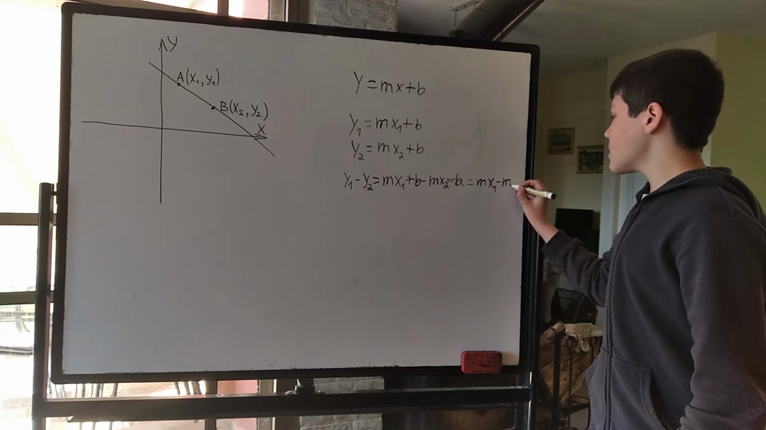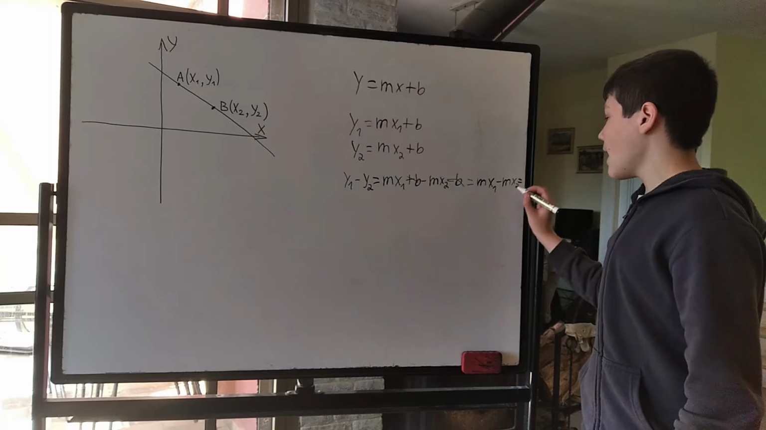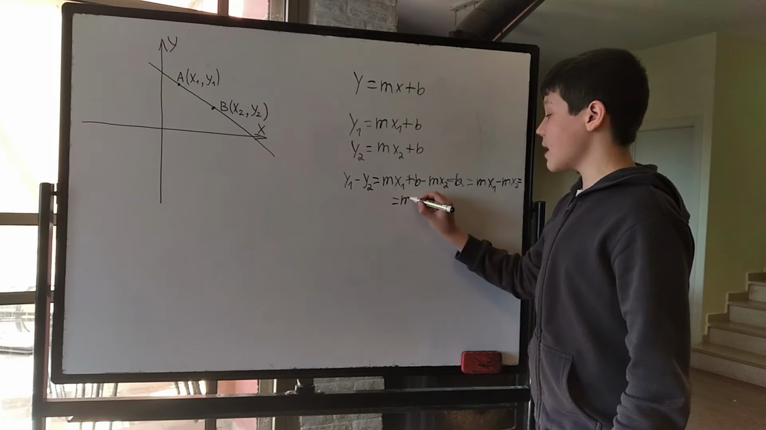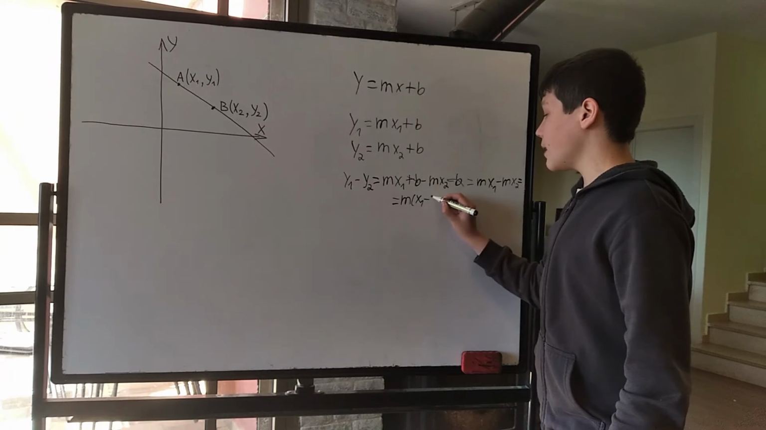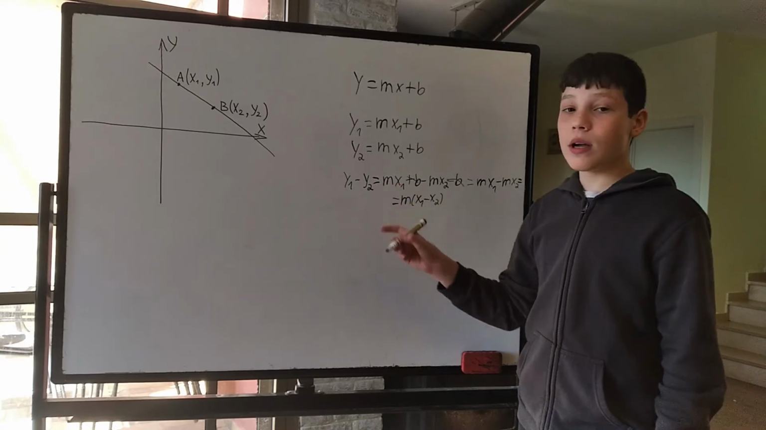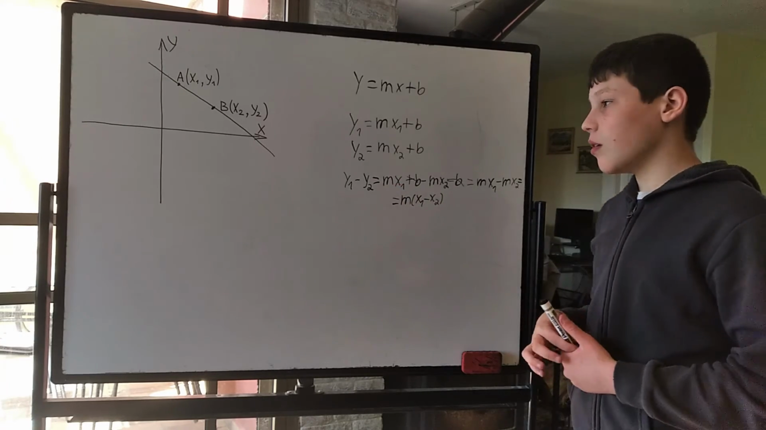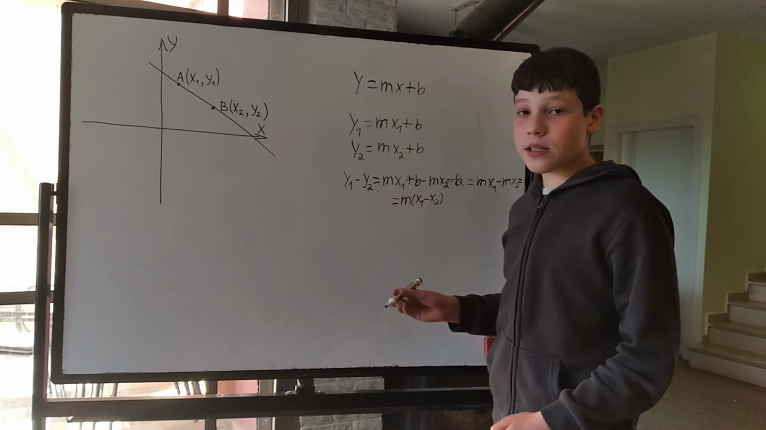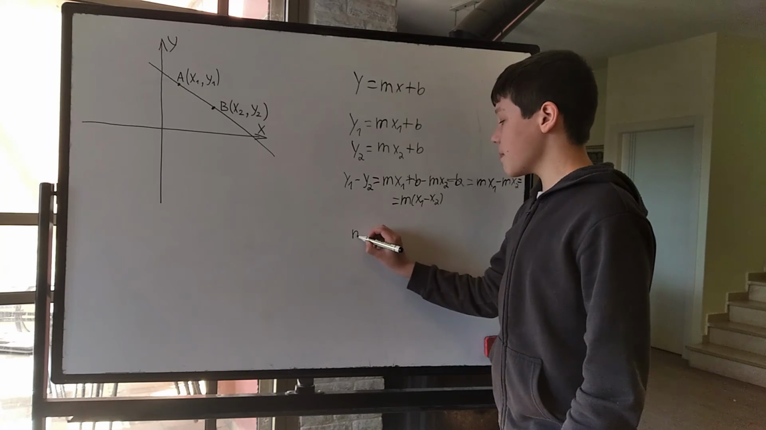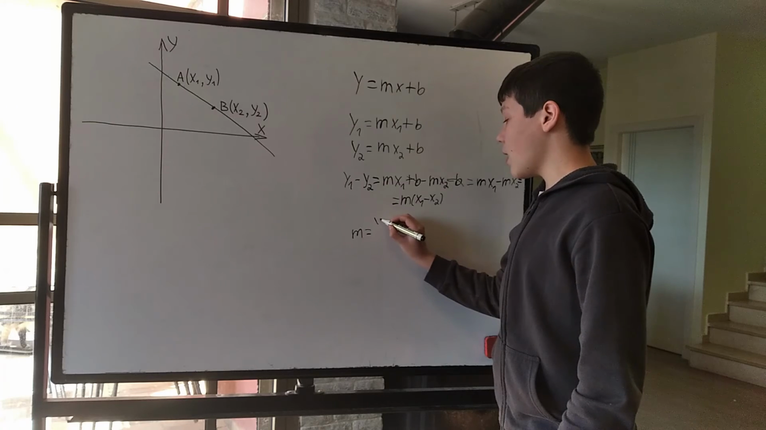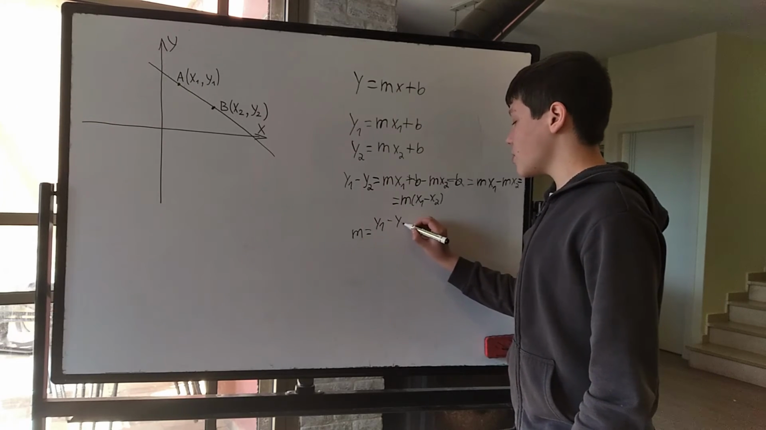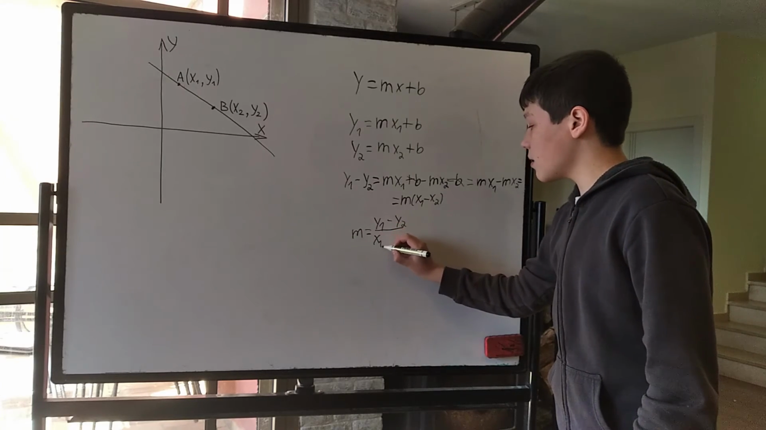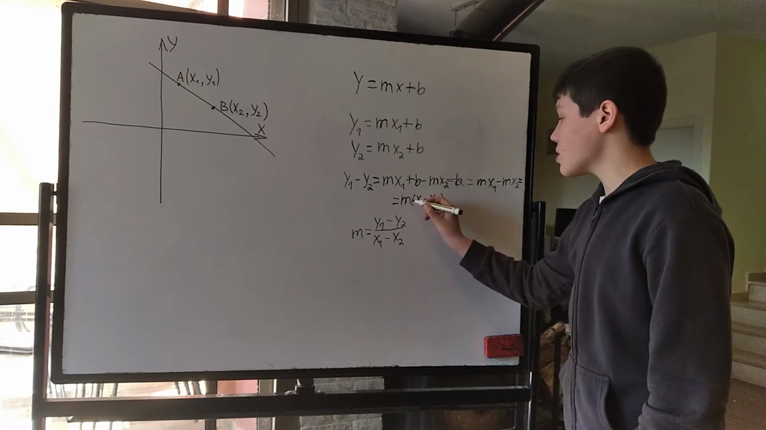mx1 minus mx2. And if we take m out of the parentheses, we get m times x1 minus x2 is equal to y1 minus y2. And then, of course, to get m, we simply divide by x1 minus x2. We get that the slope of the line, which is m, is y1 minus y2, which is this, divided by x1 minus x2, which is this.